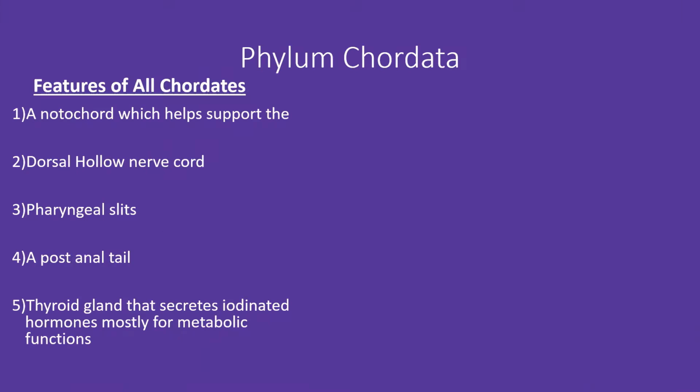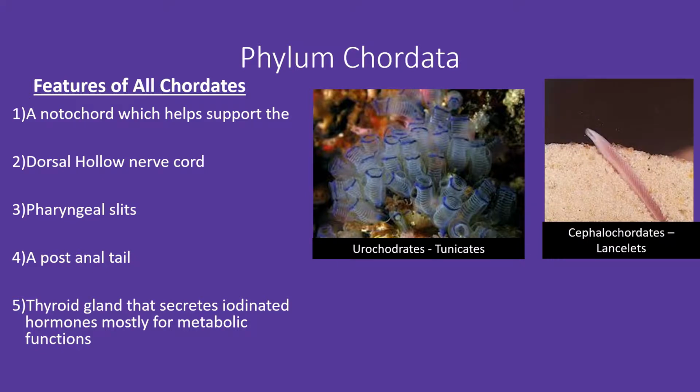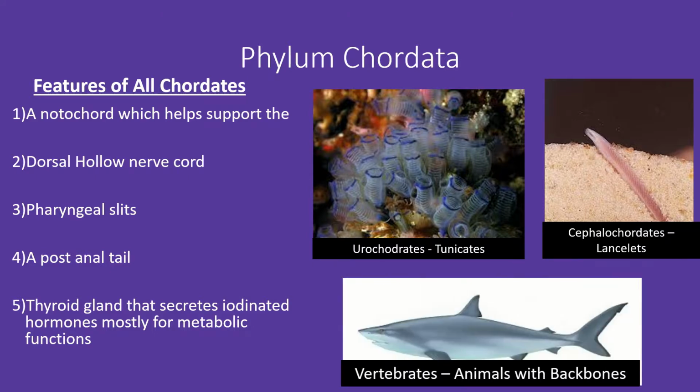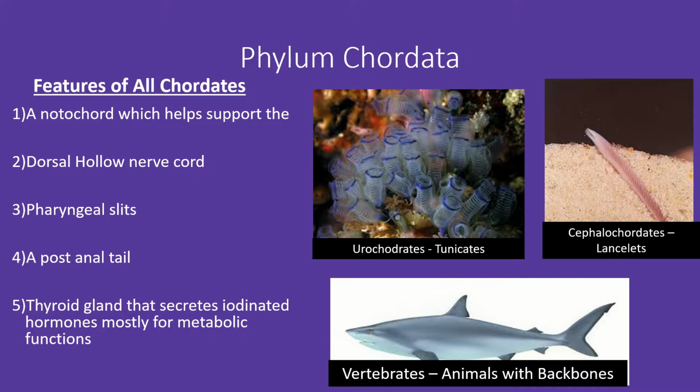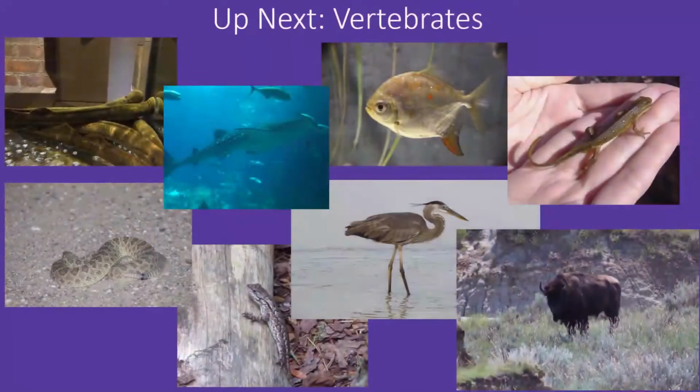Chordates consist of 3 clades: Urochordata, known as the tunicates, Cephalochordata, known as the lancelets, and these encompass your invertebrate chordates, while the rest of the chordates are vertebrates, which are animals with backbones. And that is the topic of our next chapter, vertebrates.